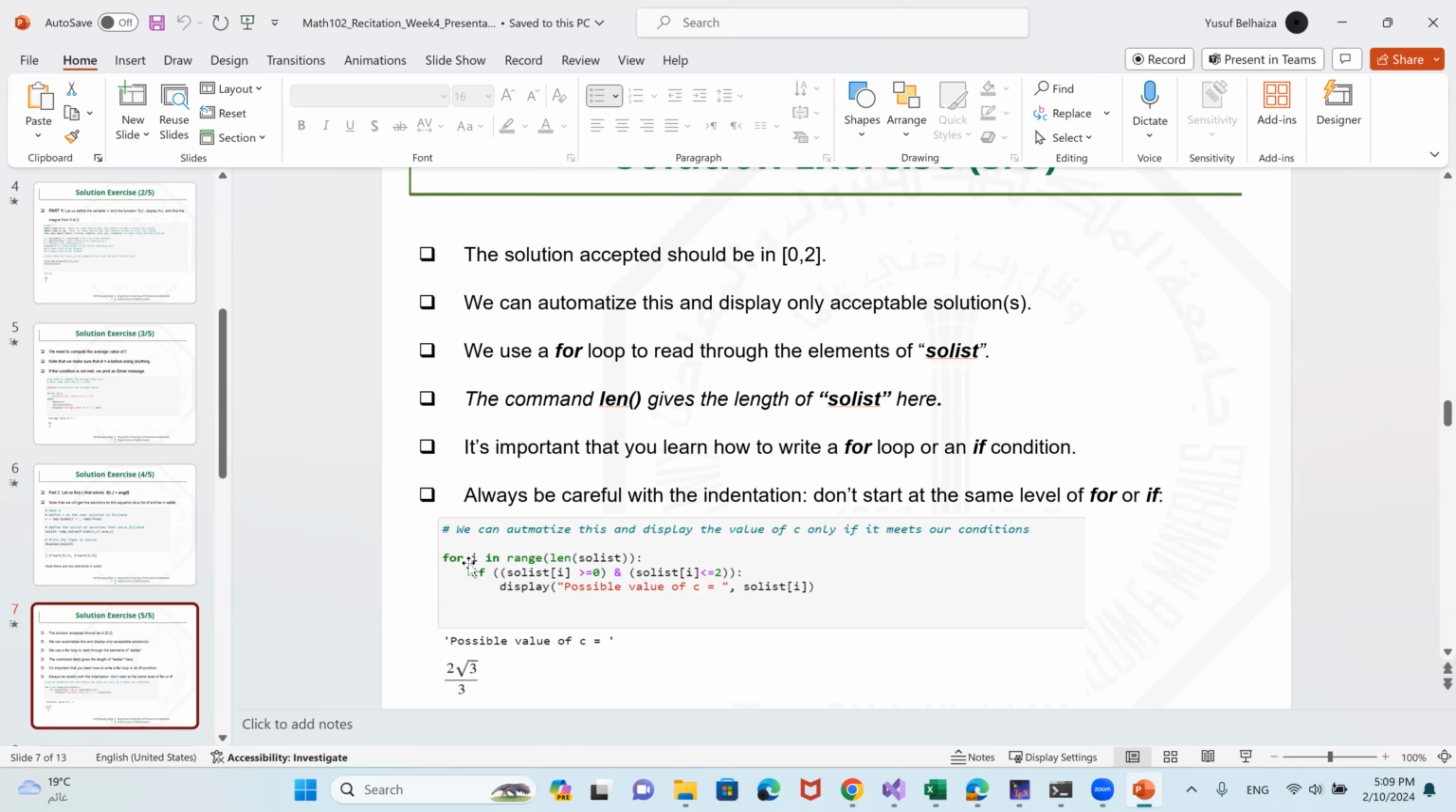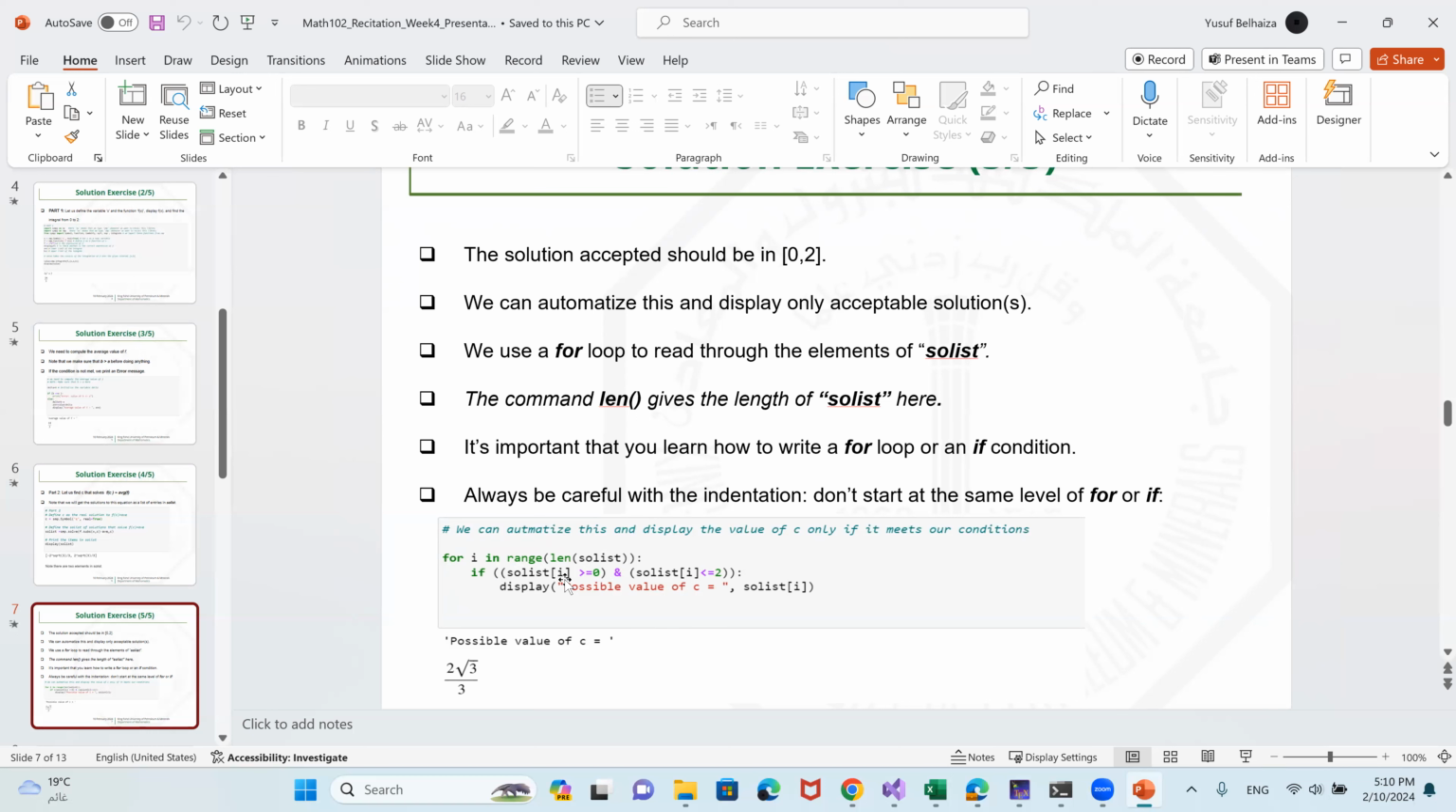So we'll say for i in the range, and between brackets, length of sol. There are two elements in sol, so the length of sol is 2. So i will go from 0 to 1. Always the maximum range will stop at n-1. So if sol of i is greater than 0, that's the condition, and sol of i is less than 2, and of course i is iterating here.